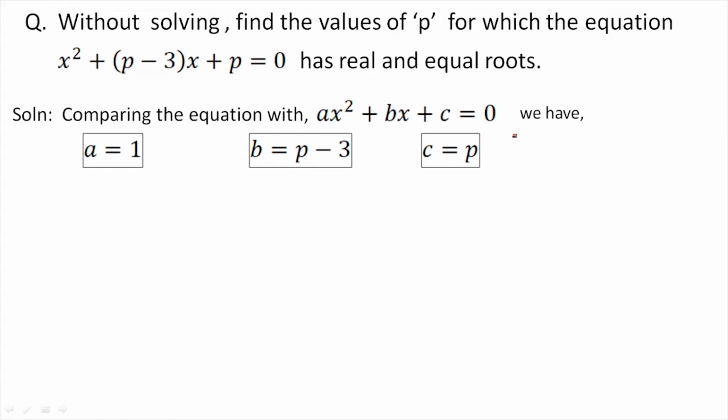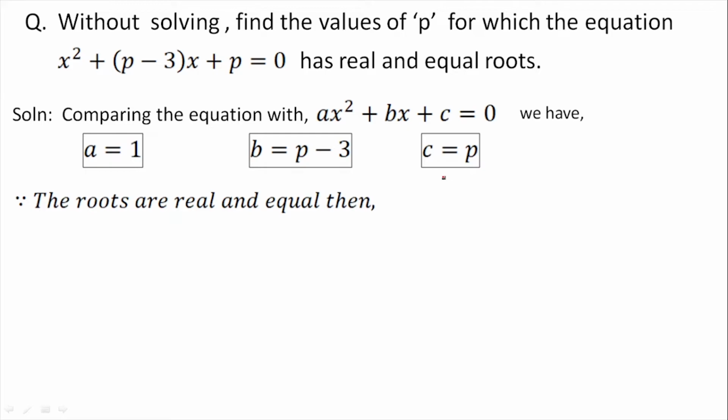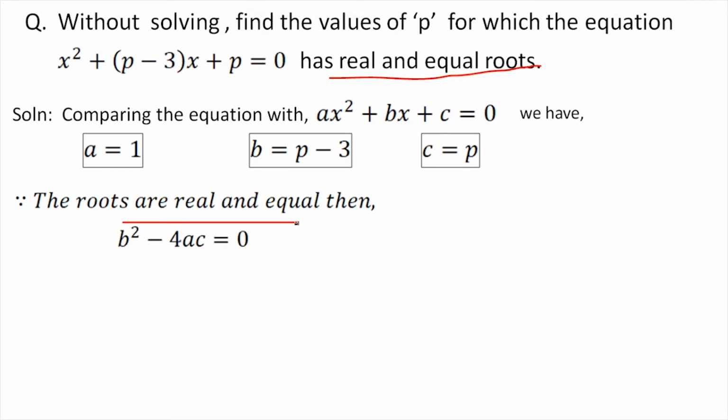Now since the roots are real and equal, the condition is already given that the roots are real and equal. So when the roots are real and equal, we have b square minus 4ac is equal to 0. Replacing the values, we get something like this. So b square, where b is p minus 3, 4, a is 1, and c is p. So this is what we get.